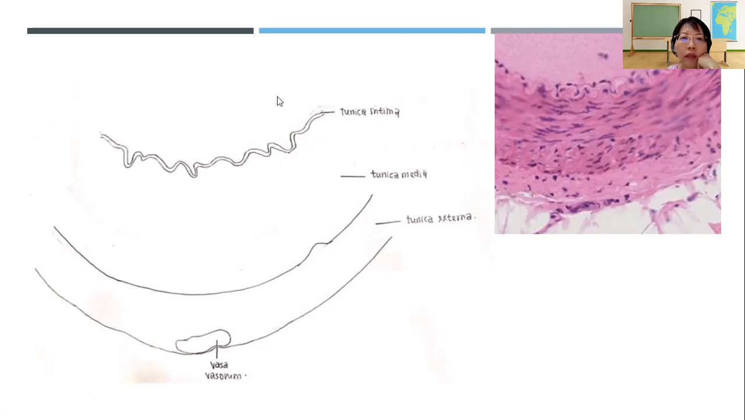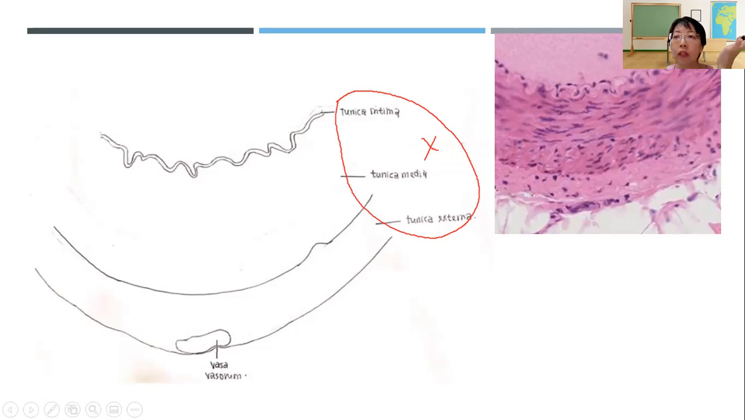Thickness wise, you can see the accuracy is there, 3:1. The only thing is the label is not correct, because you need to label the name of the tissue, not the name of the layer. Remember, when I teach you this topic, I keep on stressing tunica intima, media, externa is the name of the layer. So when you draw a plan drawing, you're drawing the tissue. So when you draw the tissue, you have to label the tissue name, not the layer name. So no mark for labeling.